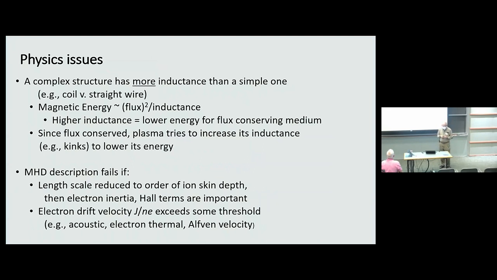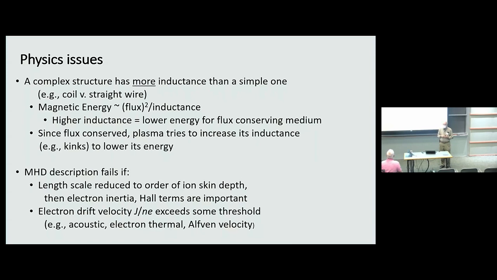And then MHD can fail if the length scale gets really tiny. There's something called the ion skin depth, and there are some other small scales, like the ion Larmor radius. But if you go to that tiny scale, then MHD doesn't work anymore, and other terms have to be taken into account, like the inertia of electrons, or something called the Hall term. Another way it can fail, that's closely related, is if the current density gets too high, because according to ideal MHD, you can push infinite current through a plasma, but clearly if you try putting an infinite amount of current through something, it's not going to be happy.